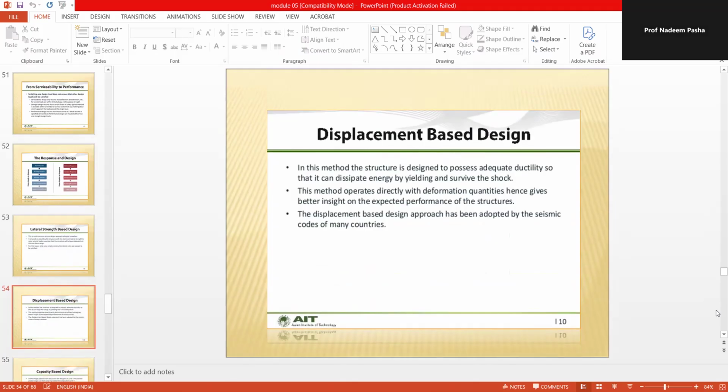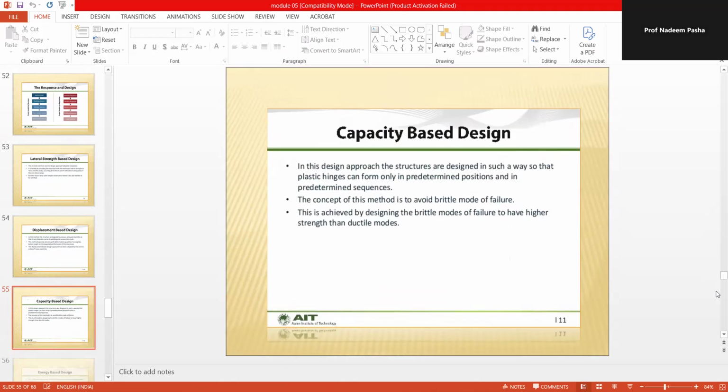Displacement based design. So what do we mean by displacement based design? In this method the structure is designed to possess adequate ductility so that it can dissipate energy by yielding and surviving the shock. This method operates directly with the deformation quantities, hence gives better insight on the expected performance of the structure. The displacement based design approach has been adopted by the seismic codes of many countries.